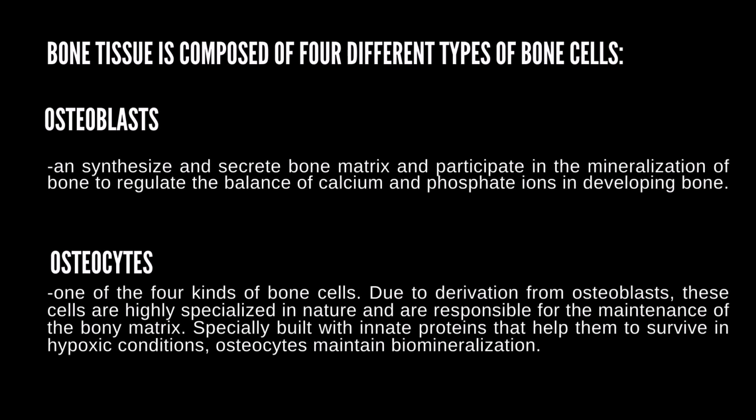Next up, we have osteocytes. It is derived from osteoblasts, and these cells act as the guardians of bone tissues. It is equipped with specialized proteins. Osteocytes maintain the integrity of the bone matrix, ensuring proper biomineralization even in low oxygen conditions. So if the osteoblast is the constructor of bones, the osteocytes are the vigilant sentinels, tirelessly watching over the structure of our bones even in the most challenging conditions.